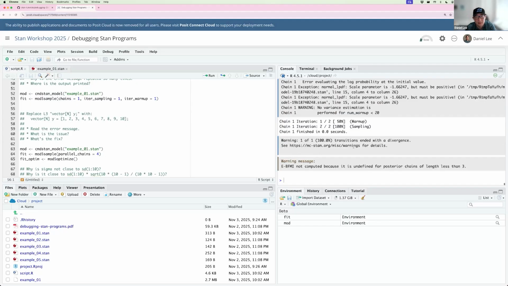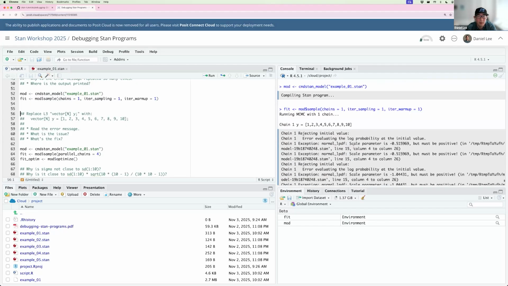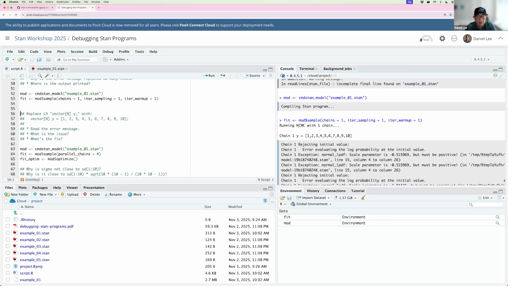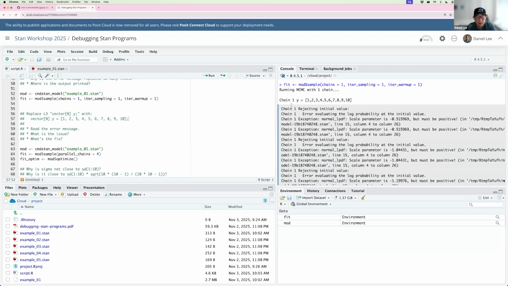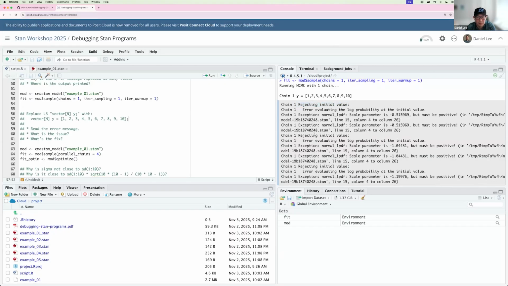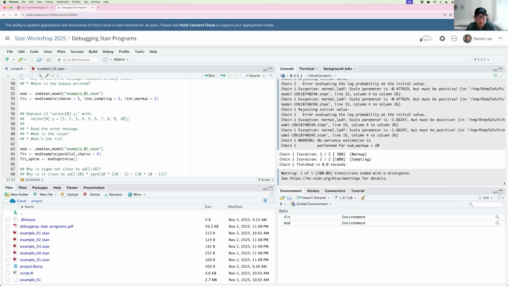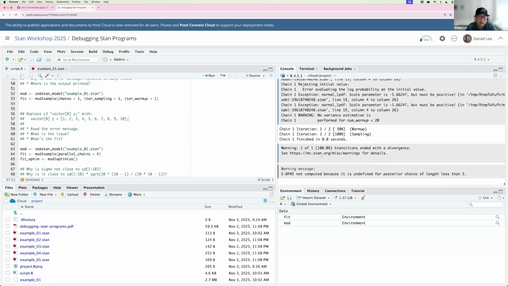All right, if I run this, okay. Now when I run it, I see the chain for chain one. I'm running it with one chain, one iteration, one warm up. I've got my data looking like 1, 2, 3, 4, 5, 6, 7, 8, 9, 10. So that's how I assigned it. It still rejects the initial value a few times, and then eventually it finishes.